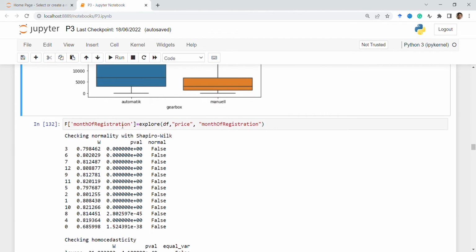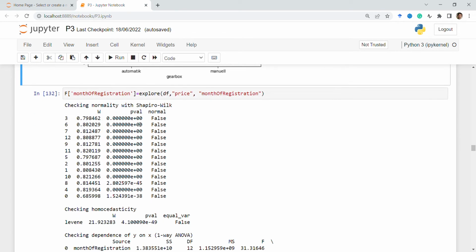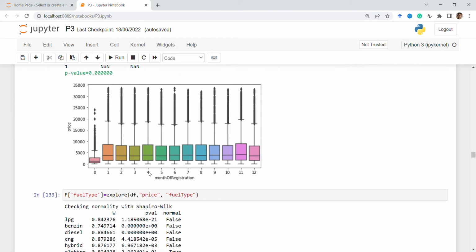Is there a relationship between the month of registration and the price? And it seems that there is a relationship, but it is actually a very strange relationship. We have month of registration between January and December, but there is an extra category here, 0, that we don't understand what it is. And yeah, so it seems that it is some strange value that somehow it is affecting the price.